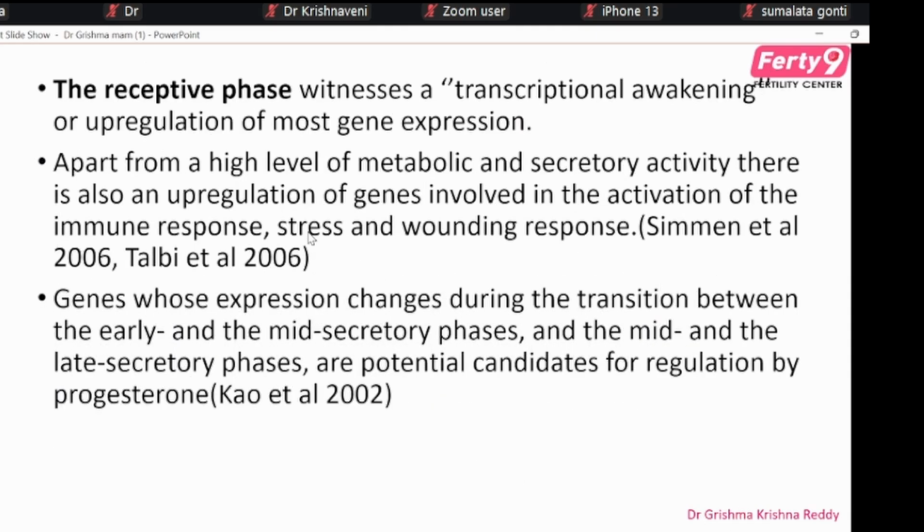The receptive phase witnesses a transcriptional awakening, or upregulation of most gene expression. Apart from a high level of metabolic and secretory activity, there is an upregulation of genes involved in the activation of immune response and stress. Genes whose expression changes during the transition between the early and mid secretory phase are potential candidates for regulation by progesterone.